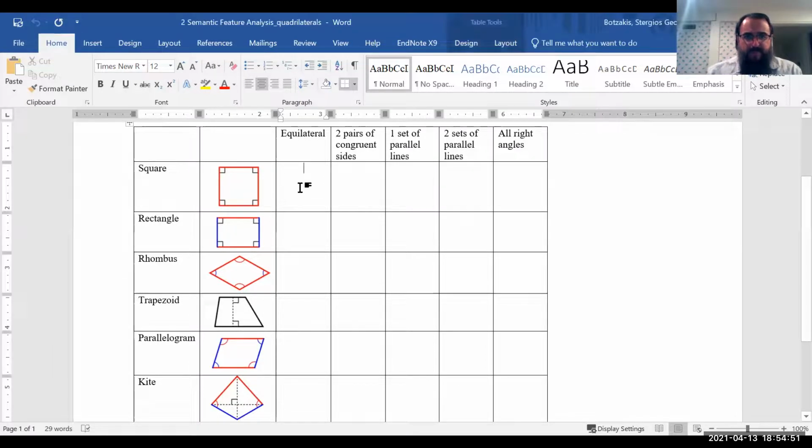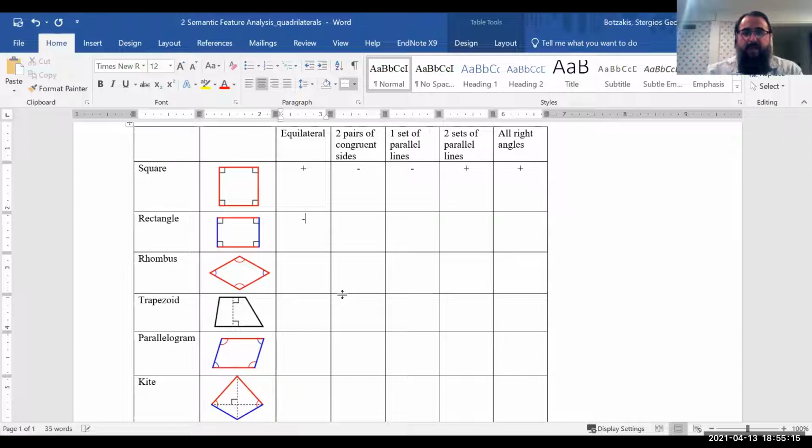So starting here, squares are equilateral, yes. Do they have 2 pairs of congruent sides? No, because all the sides are congruent. Do they have 1 set of parallel lines? No, because they have 2 sets of parallel lines. Do they have all right angles? They do. So that is a square. Plus, minus, minus, plus, plus.